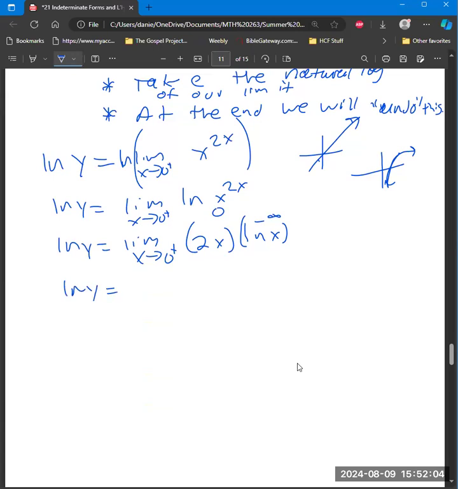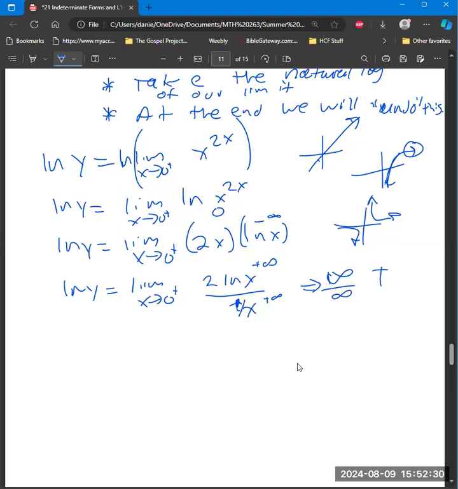ln of y equals the limit as x approaches 0 from the right. I can leave the 2 up here, that doesn't matter. I'm going to make this 1 over x. 1 over x, as I come at 0 from the right, goes to positive infinity. ln of x, we already said, goes to positive infinity. So this is the indeterminate form of infinity over infinity. We're going to apply L'Hopital's rule on the right-hand side.